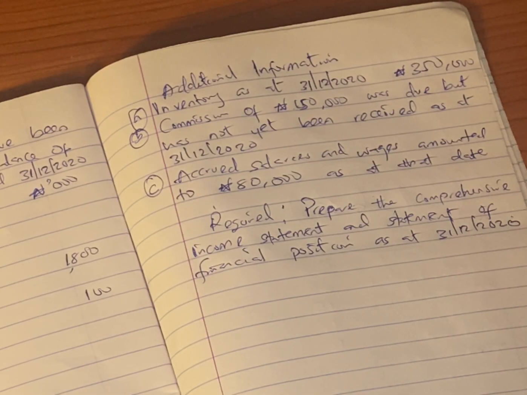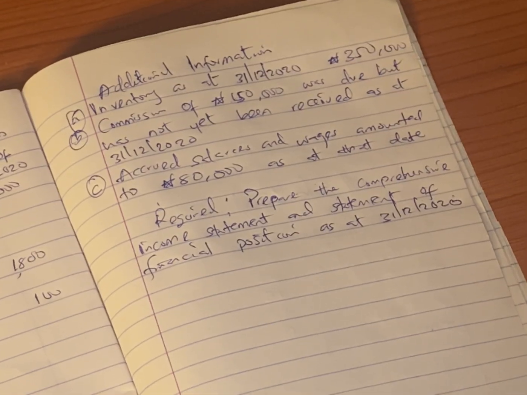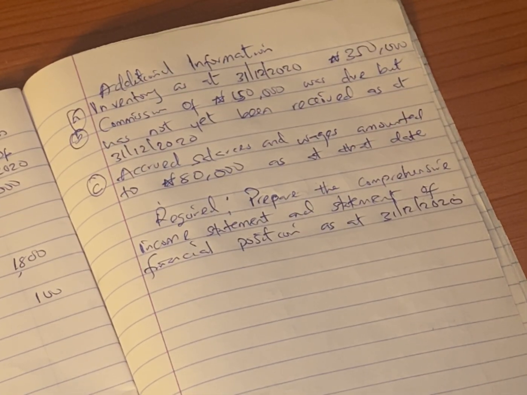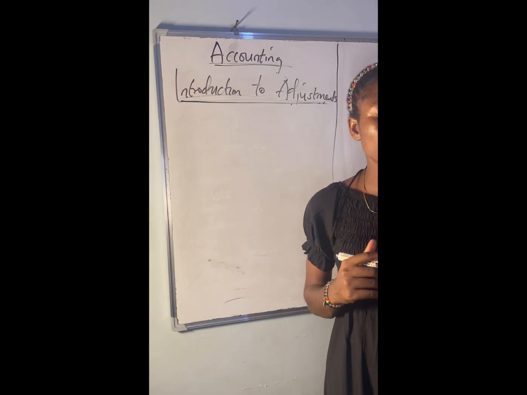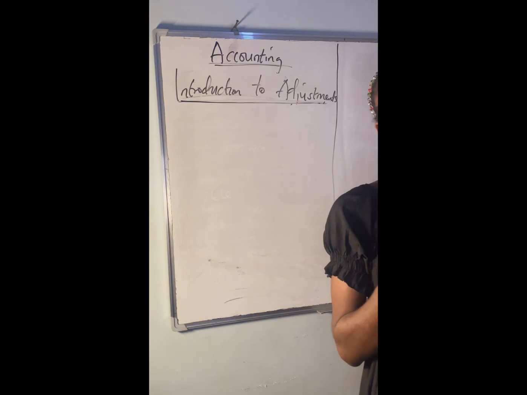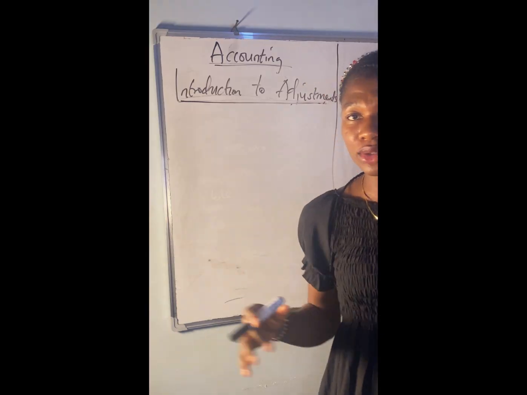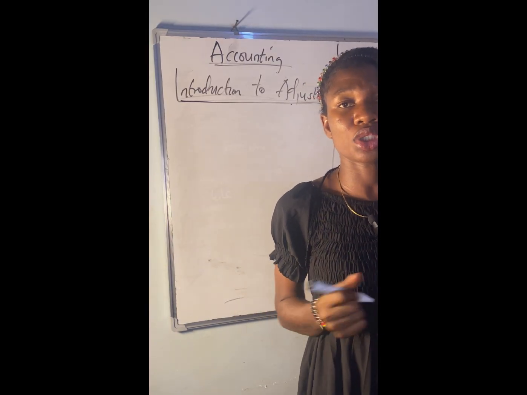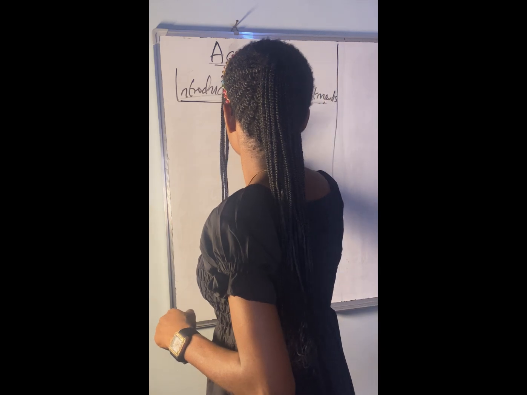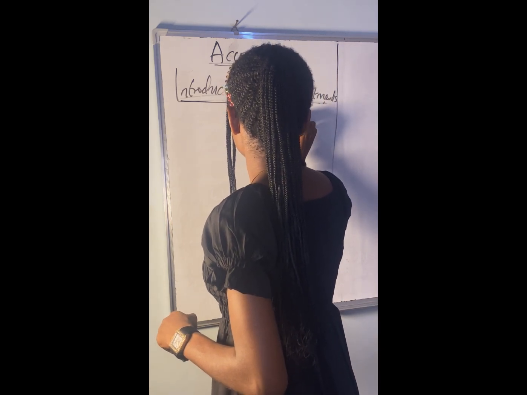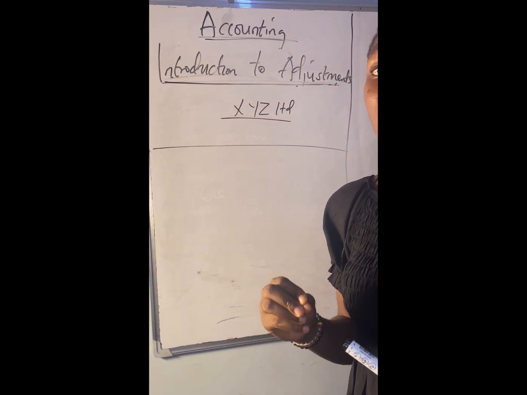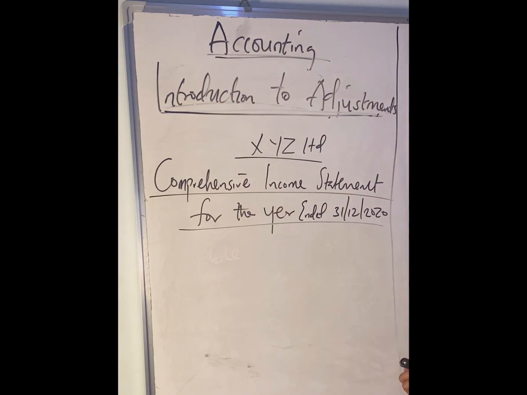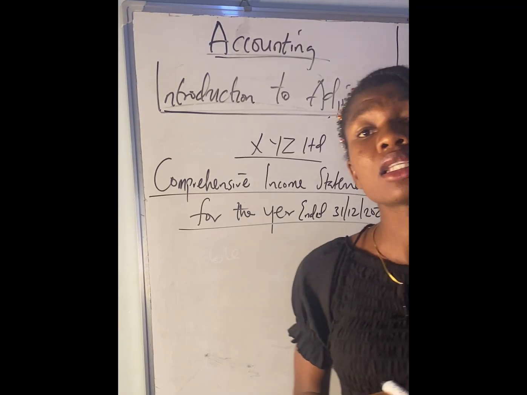Now we are required to prepare the statement of comprehensive income and then the statement of financial position as at 31st December 2020. So we are going to go back to the board and then we'll prepare this step by step. The first thing we're going to do, like we always do every time we are preparing any account at all, you start with the name of the owner of the account. Okay, so in this case, our account belongs to XYZ Limited. And the first statement we are preparing is the statement of comprehensive income. So we have comprehensive income statement for the year ended 31st December 2020.